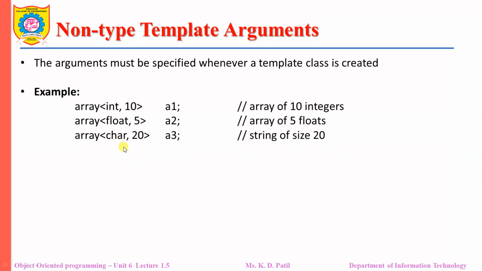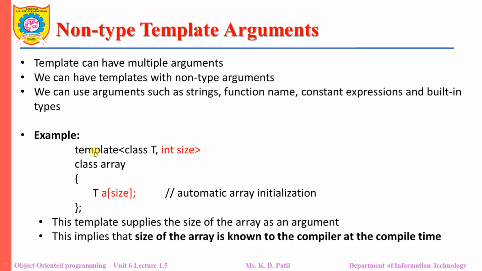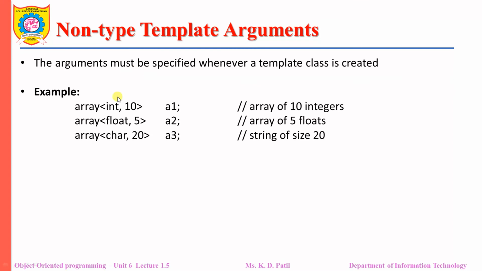So when we declare this non-type template argument, at the time of object creation, the arguments must be specified, when the template class is created, that is, when the object of that respective template class is created. So this is how we can use the non-type template arguments.